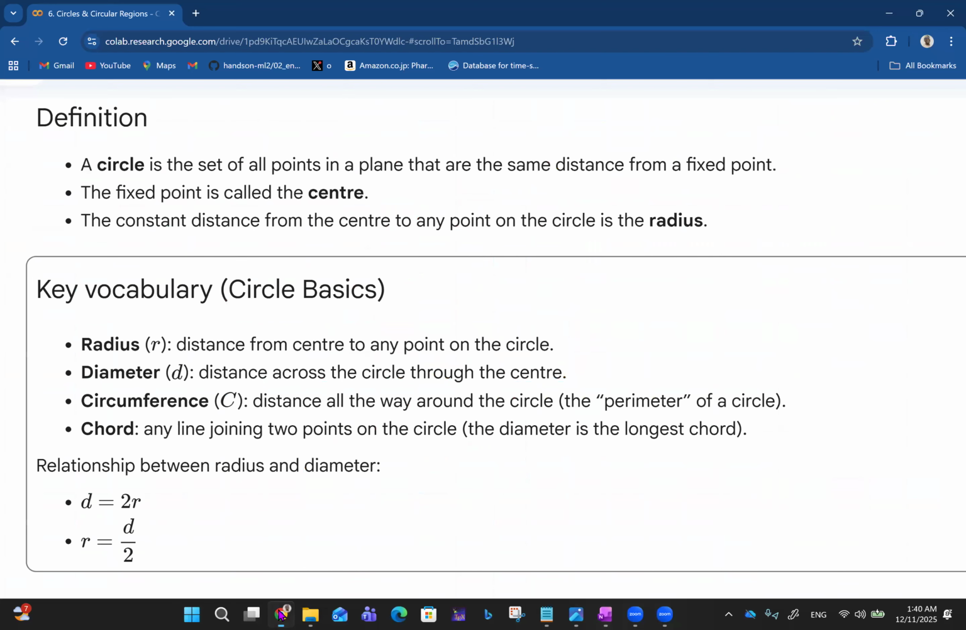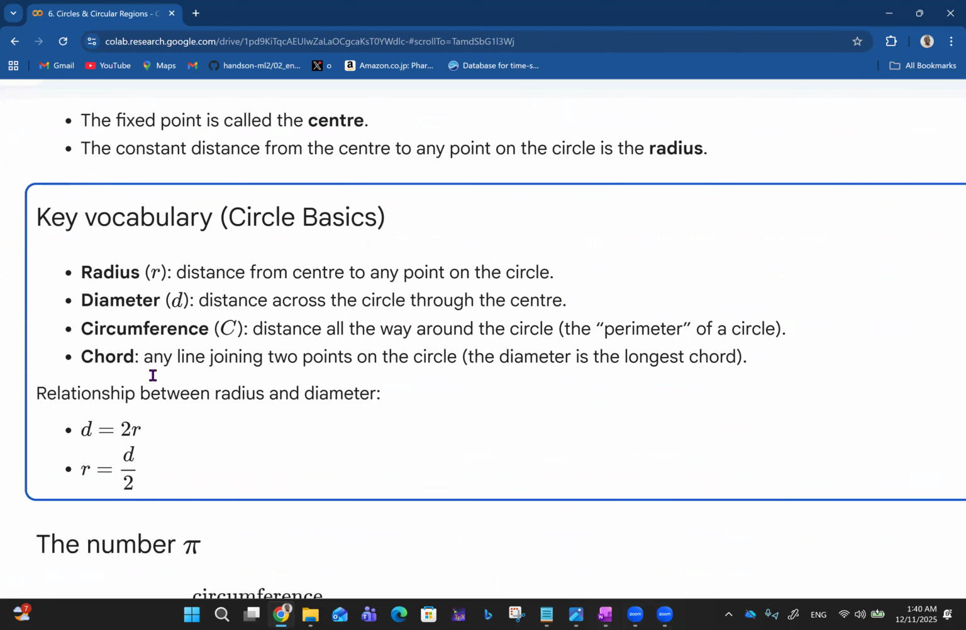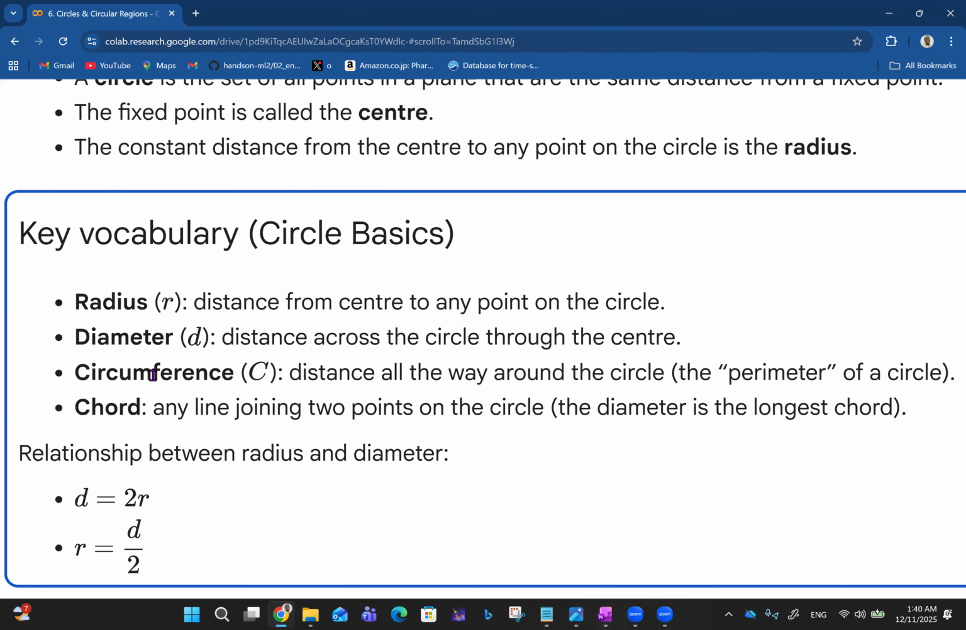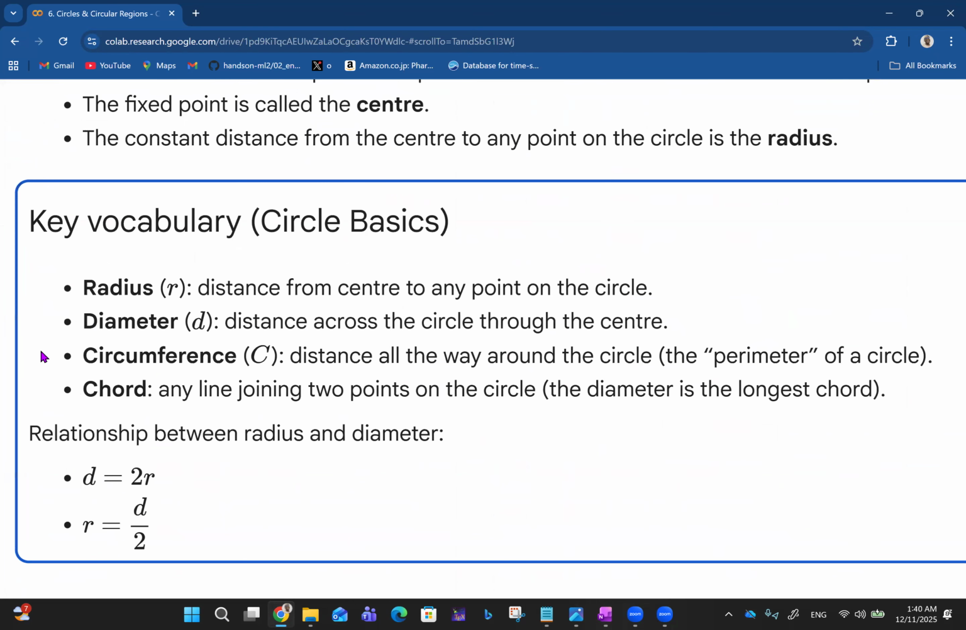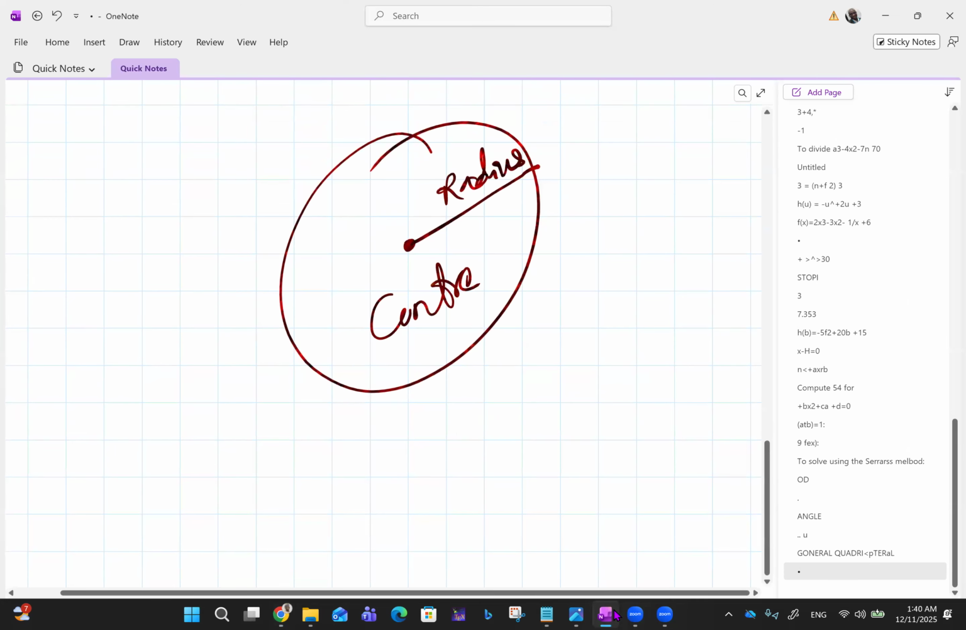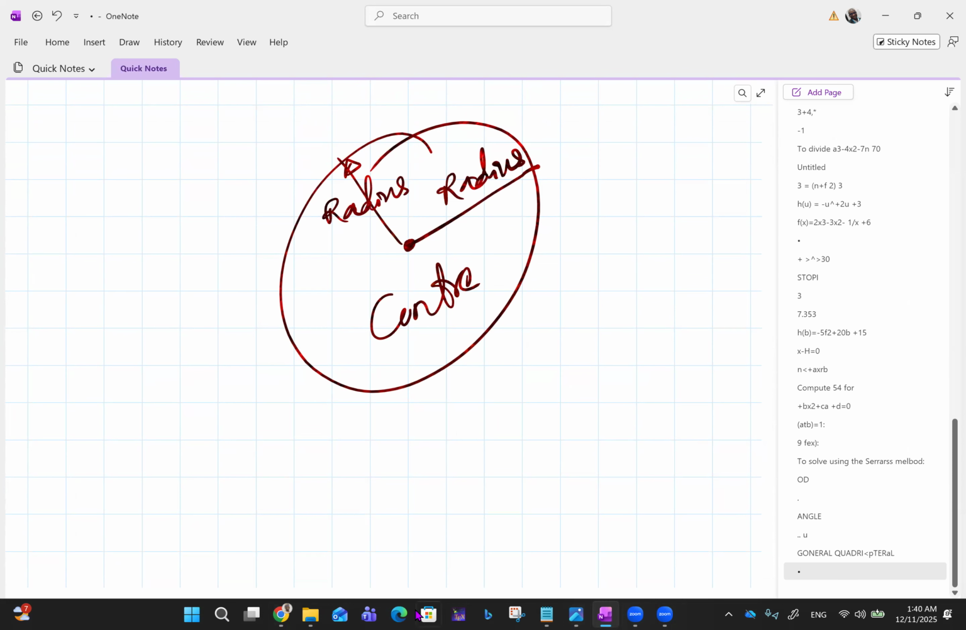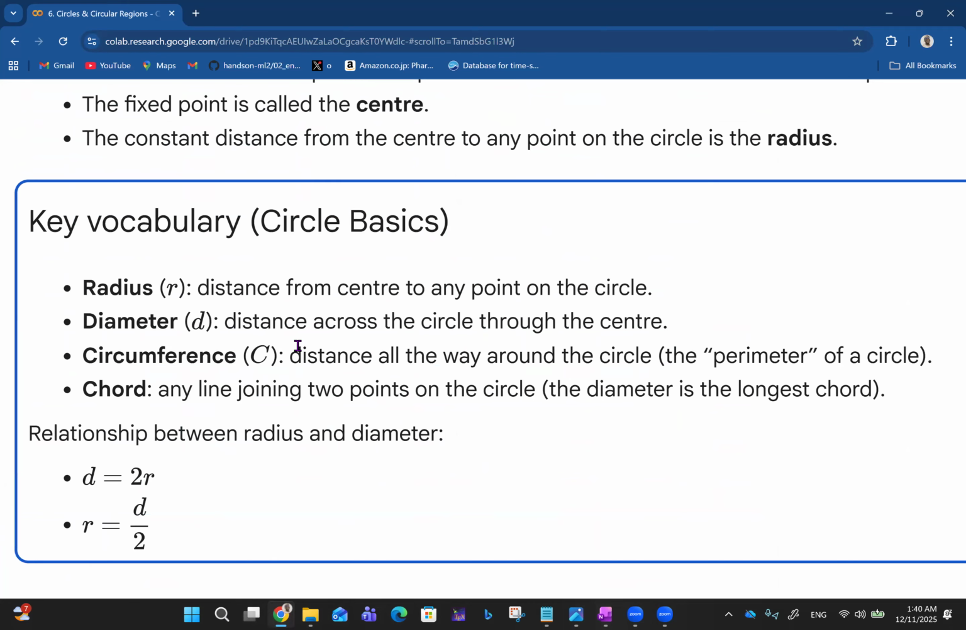Next, key vocabulary, starting with the radius. The radius is the distance from the center to any point on the circle. Any line you draw from the center to any point on the circle is a radius. The radius does not have to be in only one direction; it can be in any direction, as far as it goes from the center to any part of the circle.